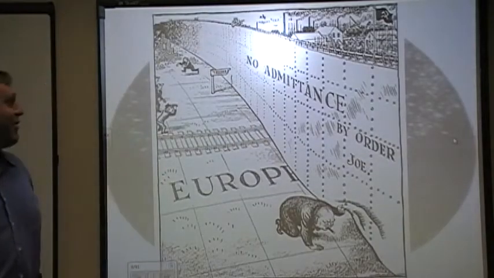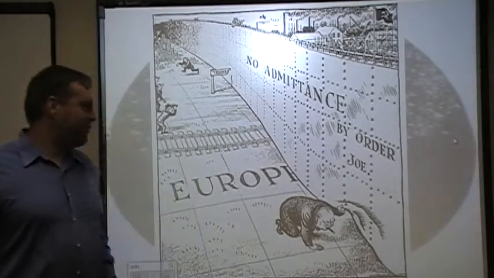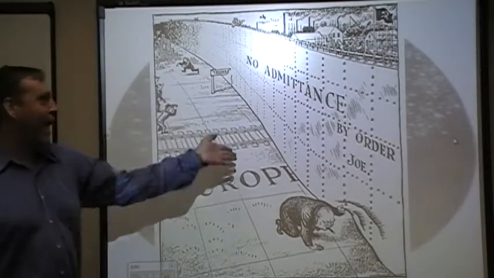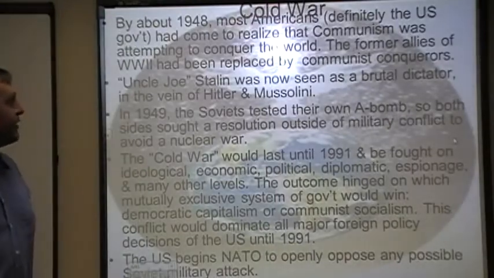So you get a little political cartoon right here. There's Churchill, he's still trying to peek under the Iron Curtain, which just crashed right across the middle of Europe at this point. All right.